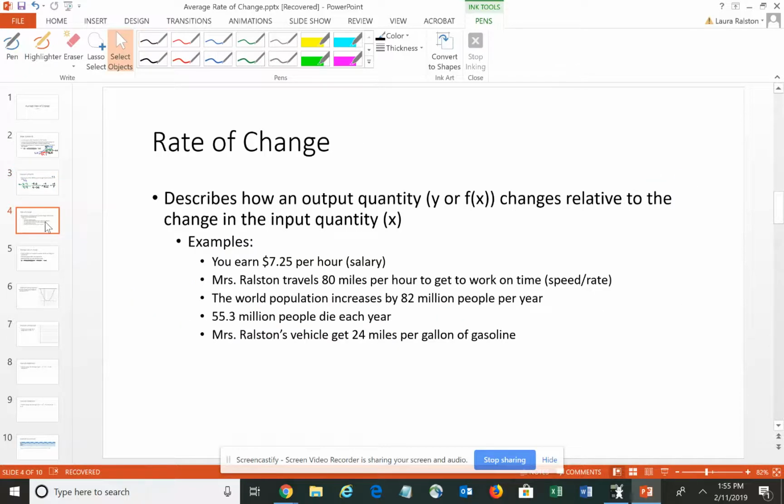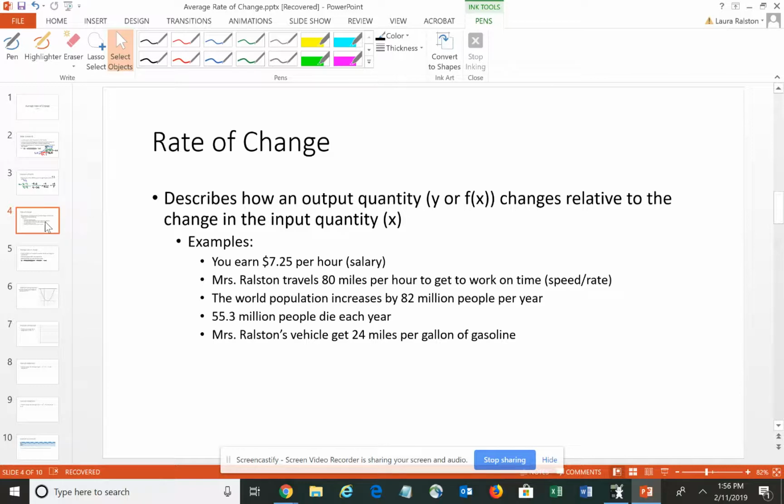In lesson 9, they want us to talk about rate of change. And it's the same idea. We're looking at how one value changes with respect to another. Specifically with rate of change, we look at how the output or the y value changes with respect to the input or the x value. And you probably deal with this somewhat on a daily basis. You just don't think about it. It might be that you earn $7.25 per hour. So the rate of change is $7.25.